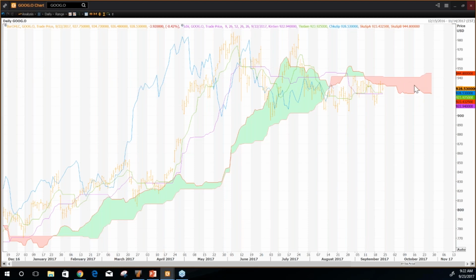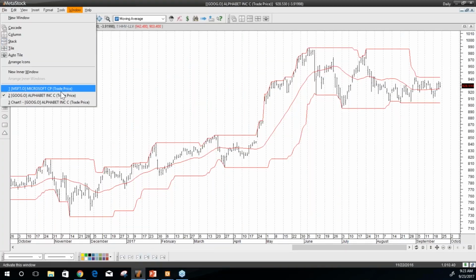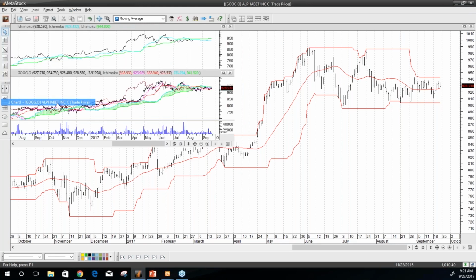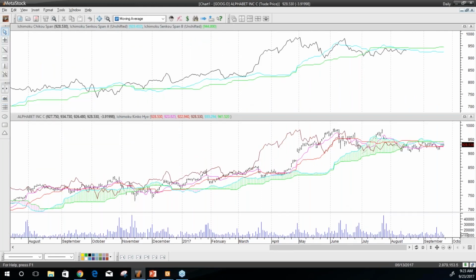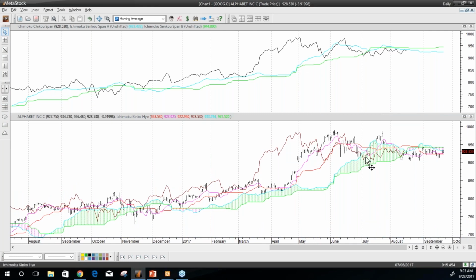So since this is how the Ichimoku looks, let's take a look at how it's going to look in MetaStock. It's going to be a little bit different. So let's go ahead and take a look over here. And this right here is an Ichimoku chart that we're doing on Google or Alphabet. I'm going to go ahead and get rid of this inner window here.